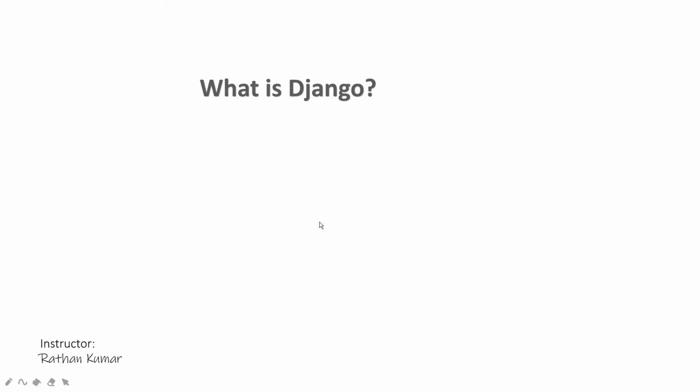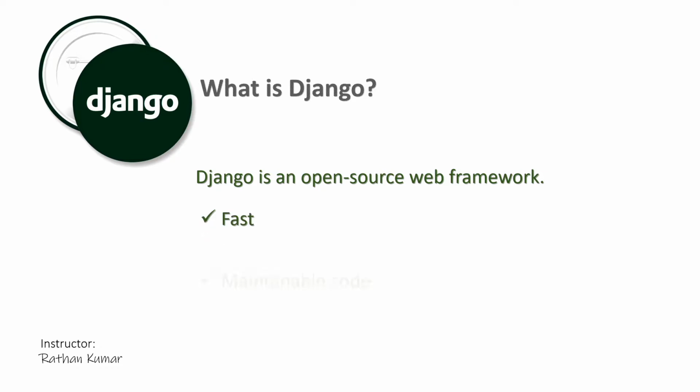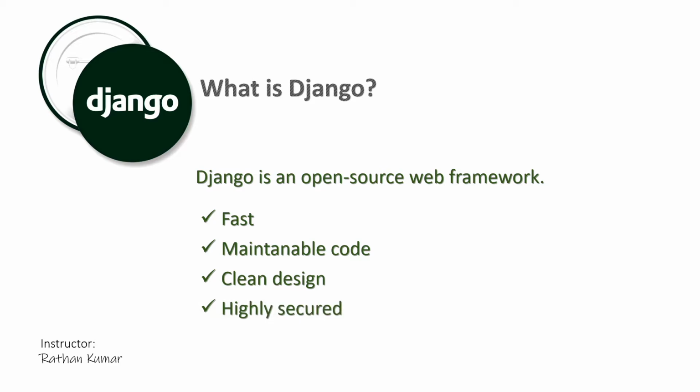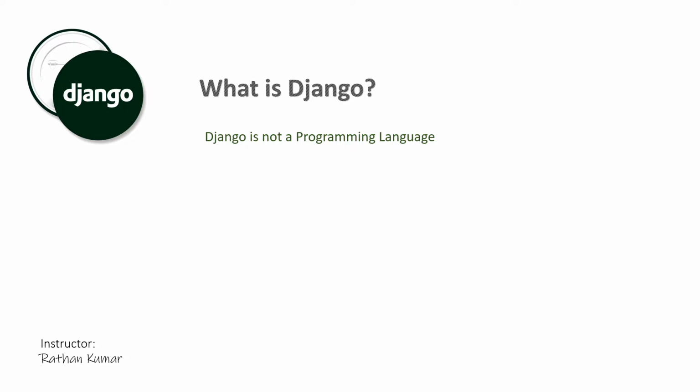Alright guys, welcome again. In this lecture we will learn about what is Django. Django is an open source Python web framework that is used to develop a fast, maintainable, clean design and secure web application. One thing to keep in mind, Django is not a programming language, it's a framework.